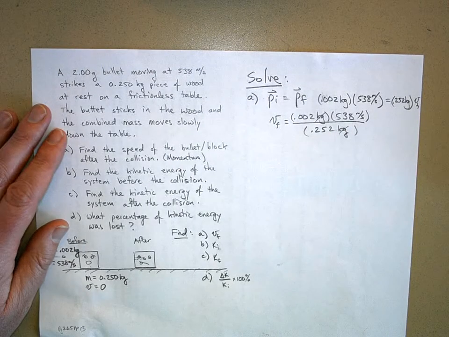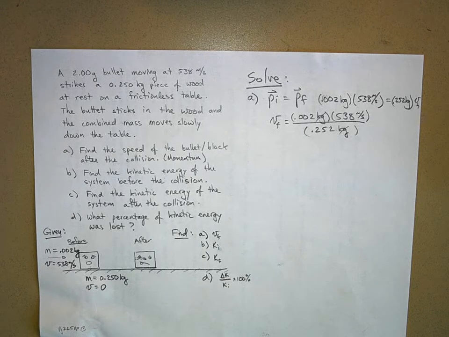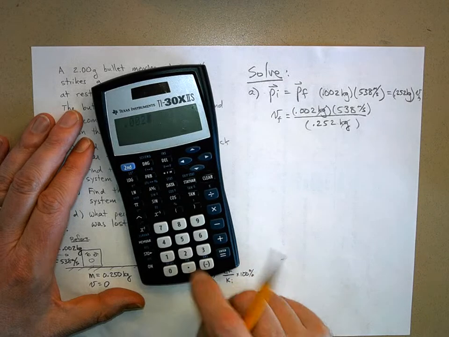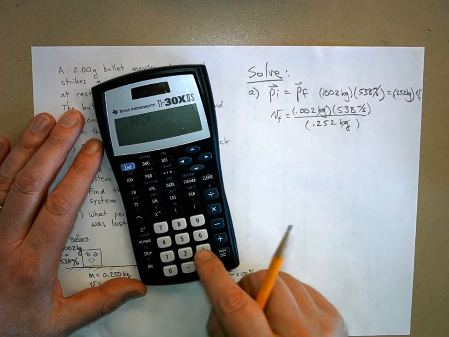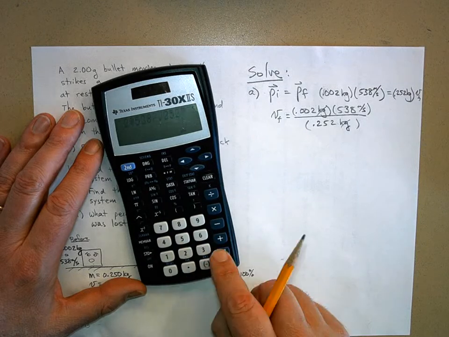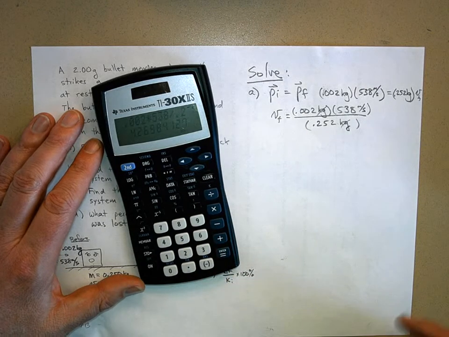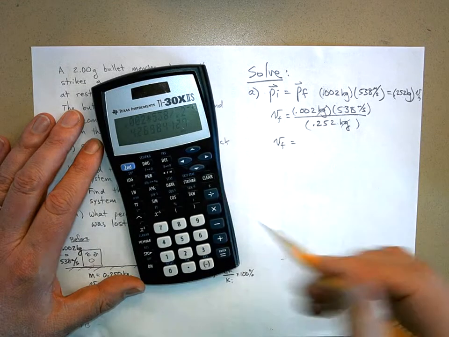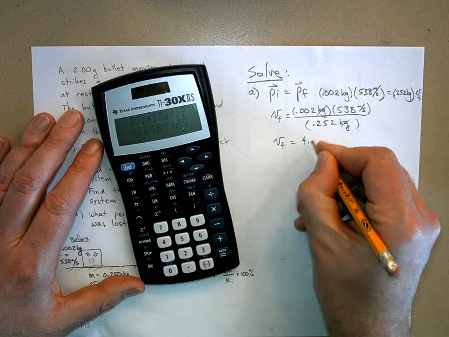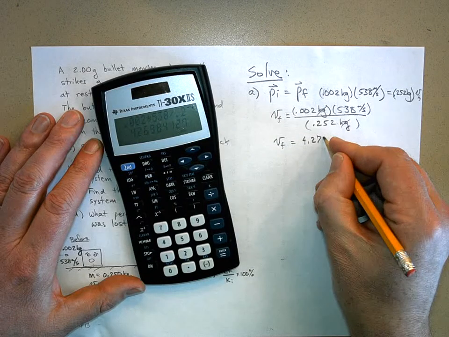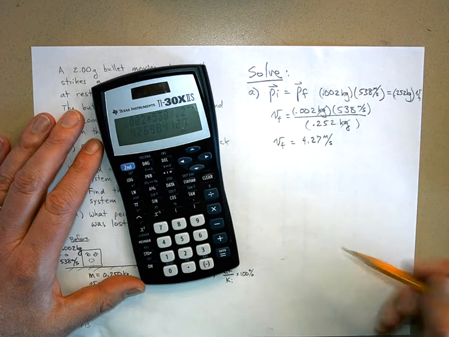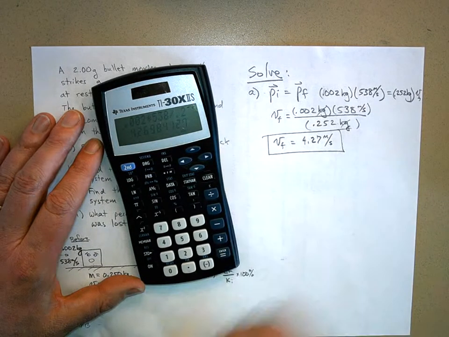And so the kilograms cancel. And so when I calculate it out, I get 0.002 times 538 divided by 0.252, and you get 4.26. So the final velocity will actually be 4.27 if I round it off, or 4.3 if you want. But there's my final velocity.